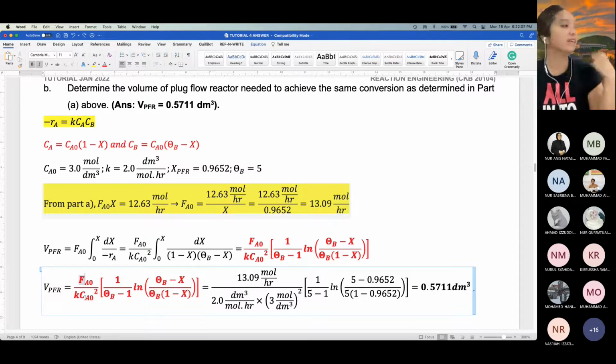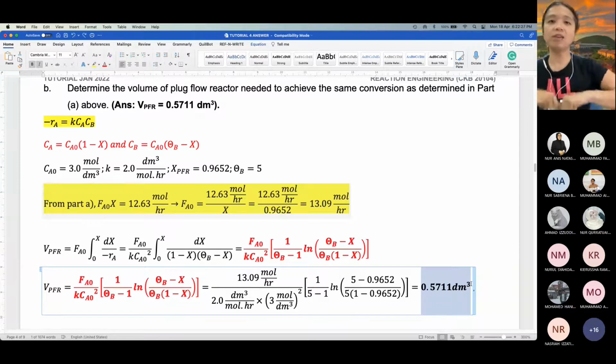Still the same K, still the same CA0, still the same theta B, which is 5, that I calculated just now and explained. The theta B is 5. So you replace everything. X we also know is 0.9652. So you will get the volume of the PFR as 0.5711.